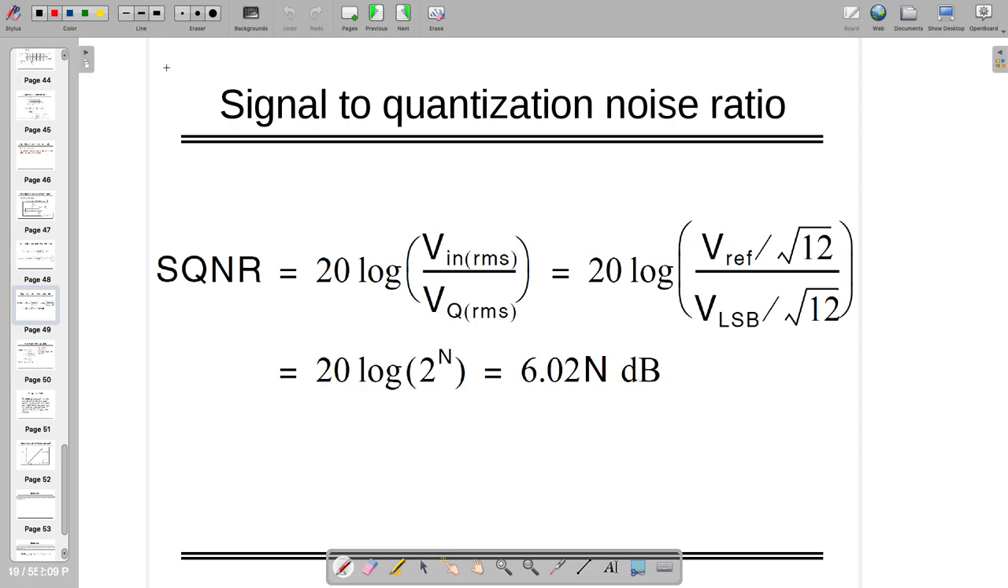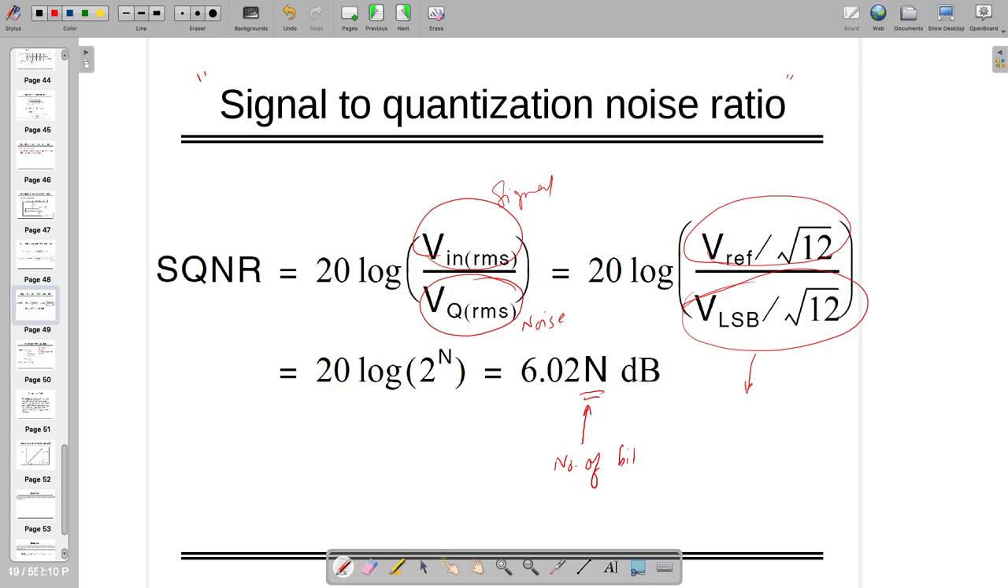One more thing. Now I'm interested in something called signal to quantization noise ratio, SQNR, where it is Vin RMS by VQ RMS, because here Vin is the signal and VQ RMS is my noise. So signal to noise ratio in decibels can be written as 20 log of VREF by square root of 12 over VLSB by square root of 12, because this value is already known to me and this value is also known to me, right? So I am going to see 6.02n, where n is the number of bits. This is because VLSB is equal to VREF by 2^n. So VREF cancels out and it gives only 2^n at the end. So this gives me 6.02n in dB, right? This is the SQNR, signal to quantization noise ratio.